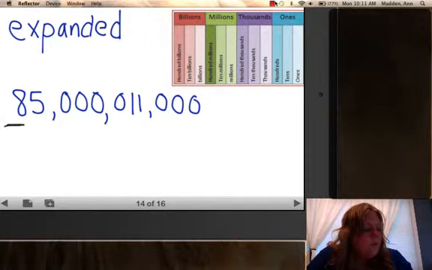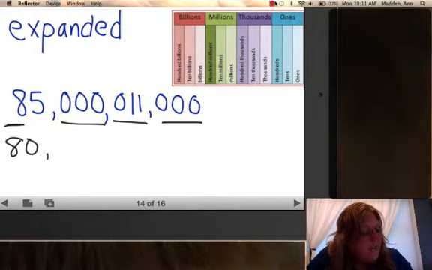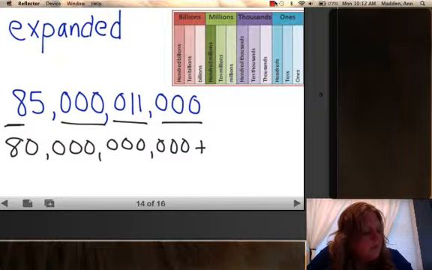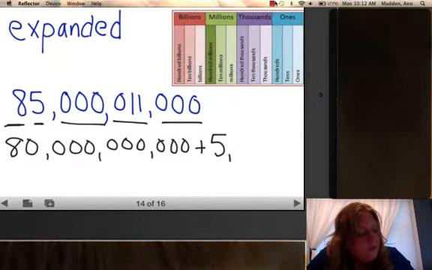This one, ooh, this 8 way out here. The 8 way out there looks to me like it's in the billion spot. Let's see. Ones, thousands, millions. It is in the billion spot. So I've got 80 billion plus, I need my 5. Now that's 5 billion, and I've run out of room.